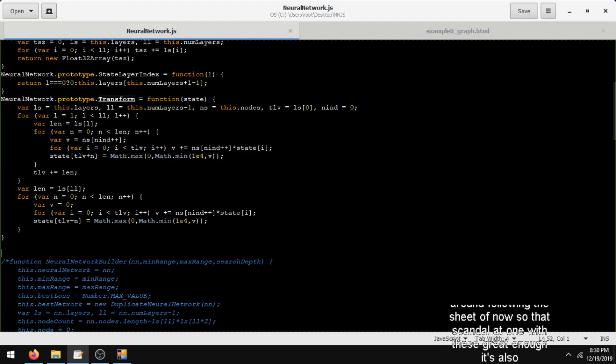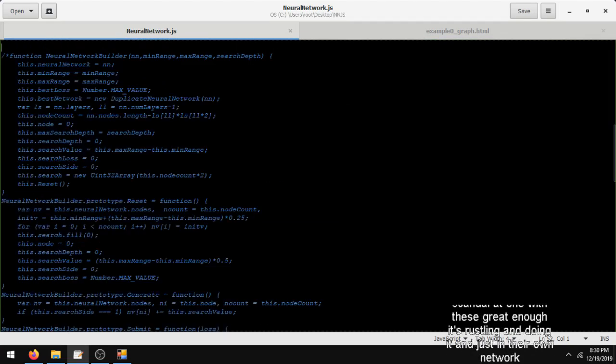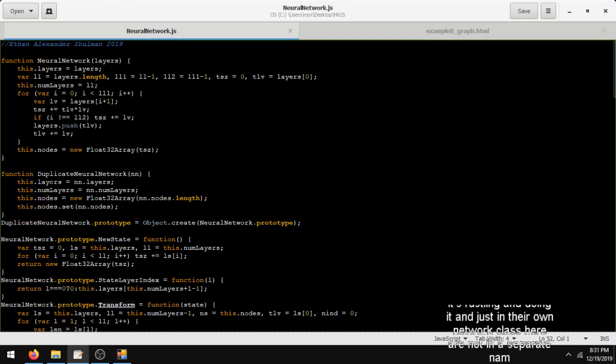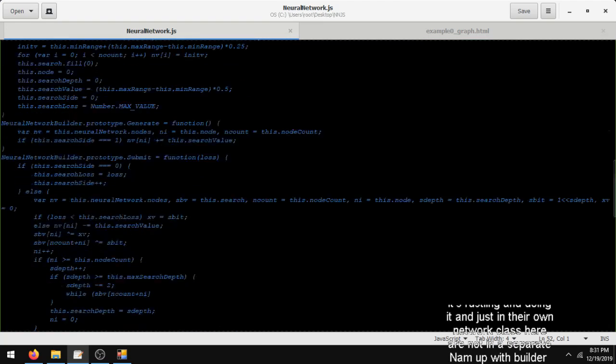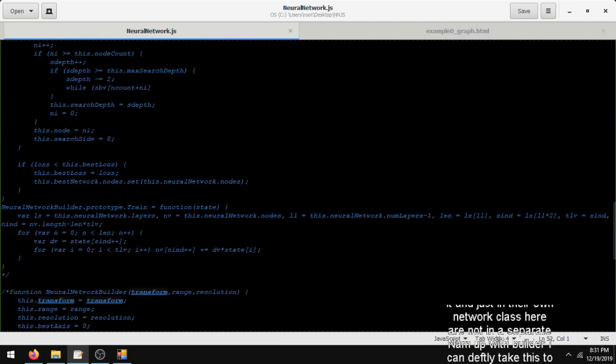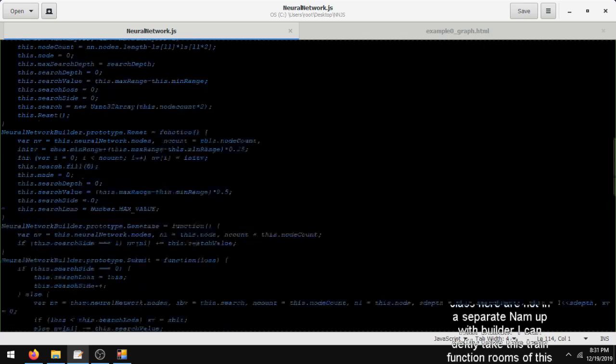I'm also looking at doing it just in the neural network class here, not in a separate neural network builder. I can definitely take this train function at least and put this.